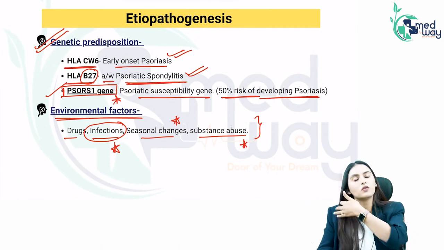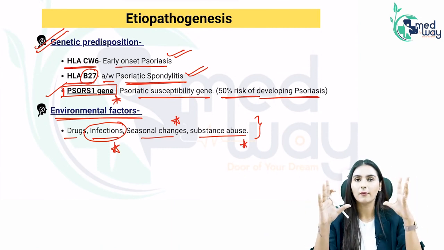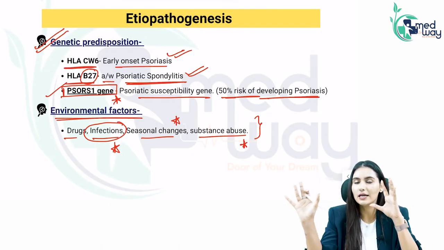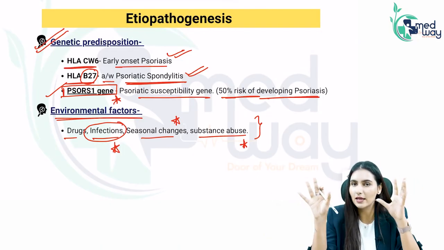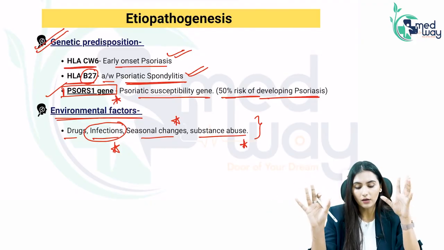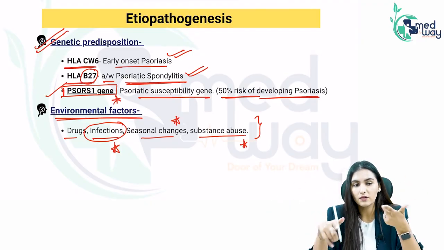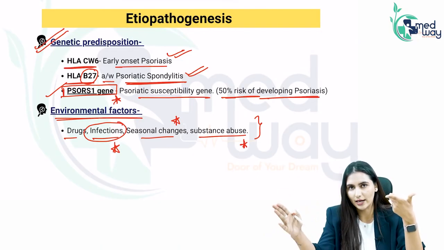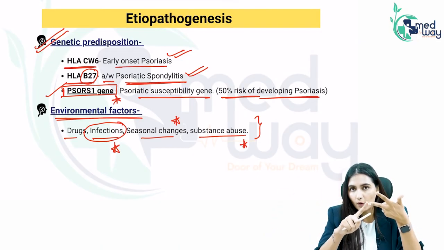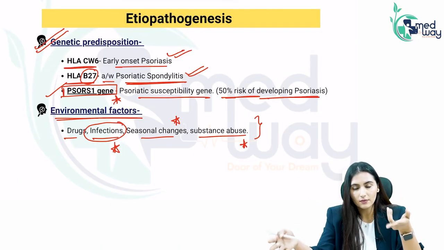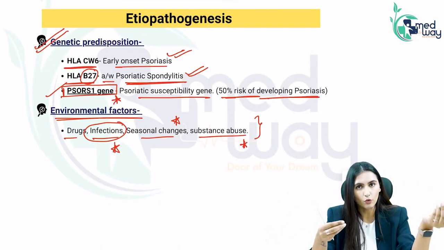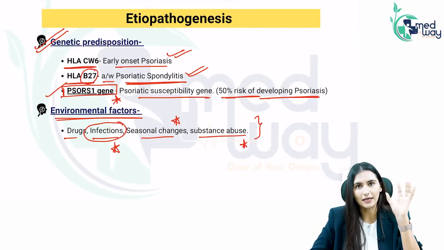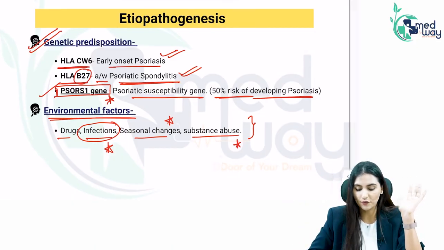Okay, so in the etiopathogenesis, we remember that there were T cells. T cells were releasing the cytokines that were making the skin bad. There were other etiological factors. First was genetics. Certain genes were associated with psoriasis. Then there were certain environmental factors like some drugs, alcohol, smoking, seasonal changes, even stress, infections. All of this can lead to worsening of psoriasis.